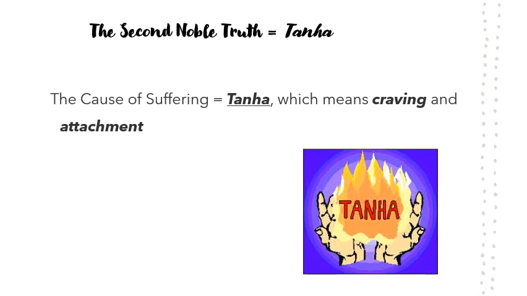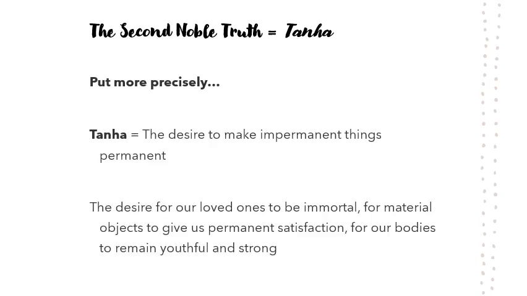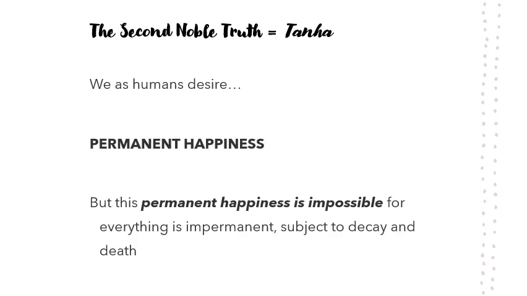Well, this brings us to the second noble truth, tanha. The cause of suffering is tanha, and tanha is roughly translated as craving or attachment. Put more precisely, tanha is the desire to make impermanent things permanent. It is the desire for our loved ones to be immortal, for material objects to give us permanent satisfaction, and for our bodies to remain youthful and strong. That is, we as human beings desire permanent happiness.